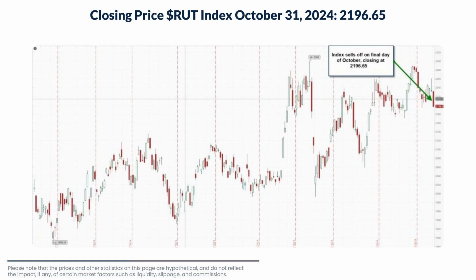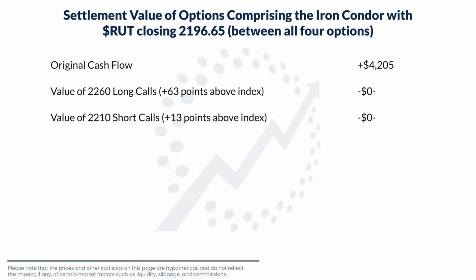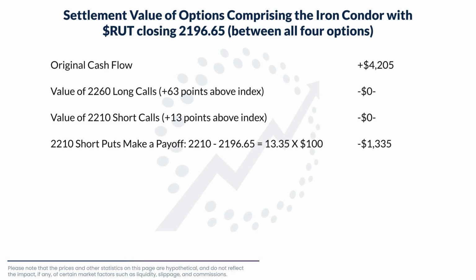And so when we move to the end of the day, this time, with the index closing at the same price, the result is a whole lot different. You see, starting with the original cash, with the index closing below the short call of 2210 by more than 13 points, both of the calls expire worthless, as you'd expect, because both the short and long calls are located above where the index closed. But then we get to the short 2210 put, which the index pierced by 13.35 points, as you can see from the calculation. And so that one pays out $1,335. And then finally, the long put at 2060 expires below the index price. And so it also goes out worthless.